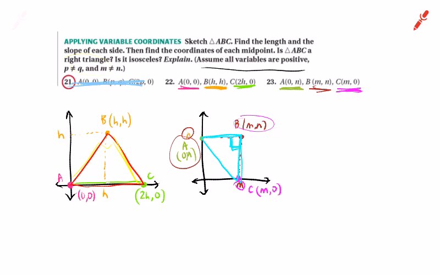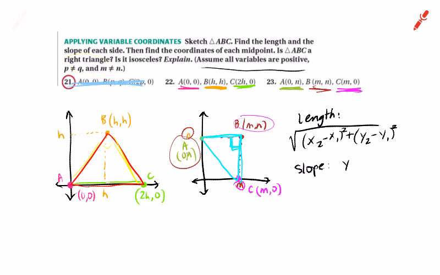So let me give you a quick review of the formulas you're going to use. So for length, I believe it is the square root of x2 minus x1 plus y2 minus y1. Oh, these are both squared. Don't forget about that. For slope, your formula is y2 minus y1 over x2 minus x1.